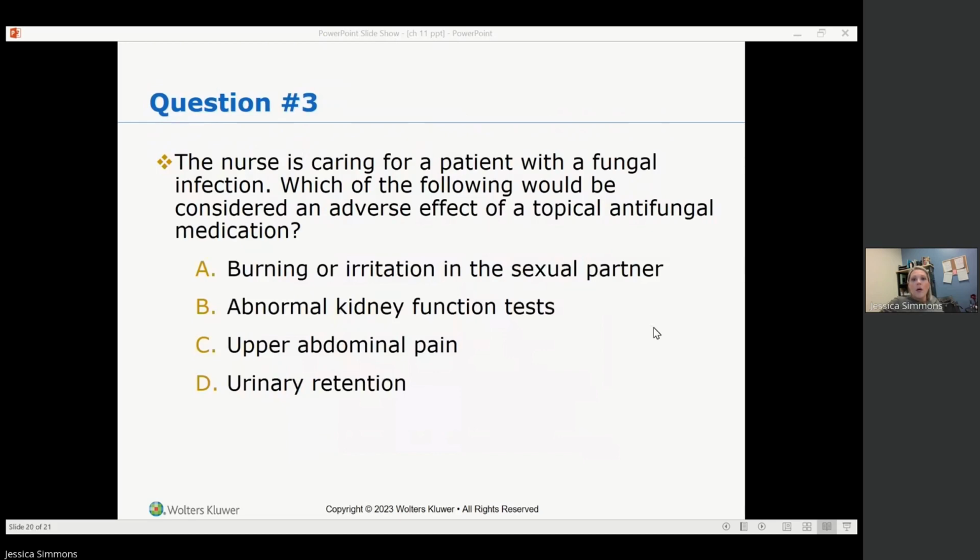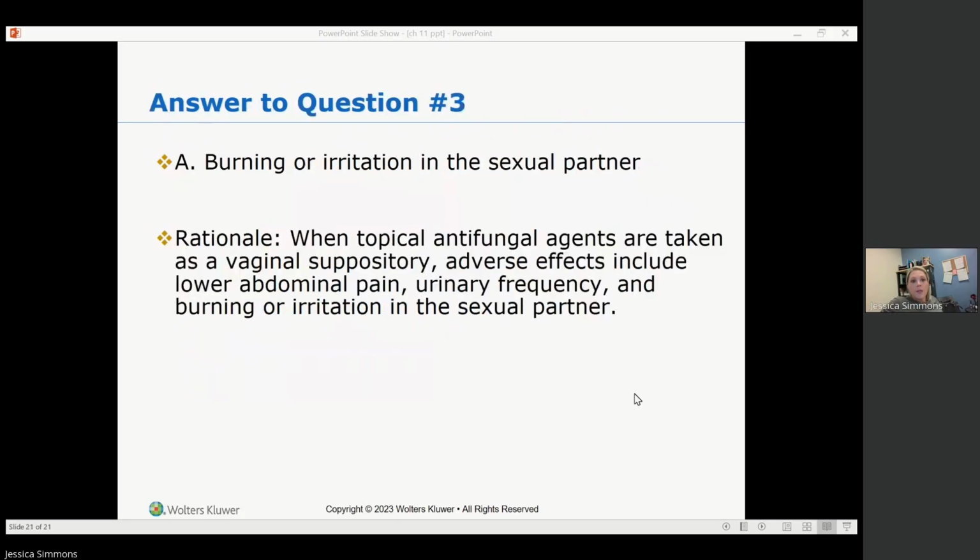So, a nurse is caring for a patient with a fungal infection. Which of the following would be considered an adverse effect of a topical antifungal? The answer is A, burning or irritation in the sexual partner. So when topical antifungal agents are taken as a vaginal suppository, adverse effects include lower abdominal pain, urinary frequency, and burning or irritation in the sexual partner.